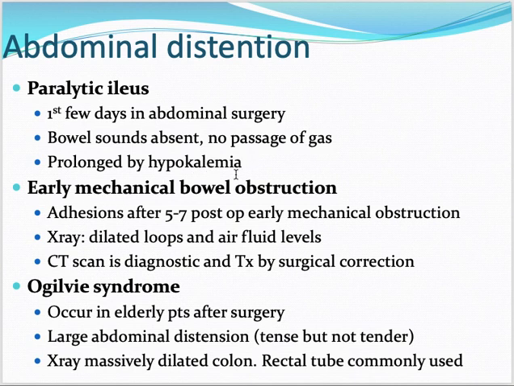There could be mechanical bowel obstruction. One of the things is called Ogilvie's syndrome. It occurs in elderly patients after surgery, and their abdomen becomes very distended and large. When we do an x-ray, we find a massively dilated colon. So what can be done for these patients? They pass a rectal tube to evacuate that.